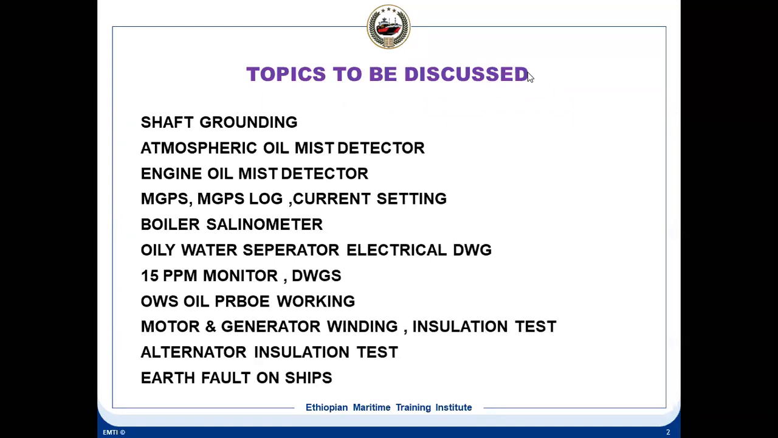And just touching the electrical parts on the MGPS, the current settings, and if you set the currents, how the connections have been made, electrical connections on the MGPS anodes. Then we will see the boiler solenometer working principle. OWS electrical drawings. It was asked once in the exam, draw the electrical circuit for an OWS. So we will see a basic diagram of the OWS electrical circuit.